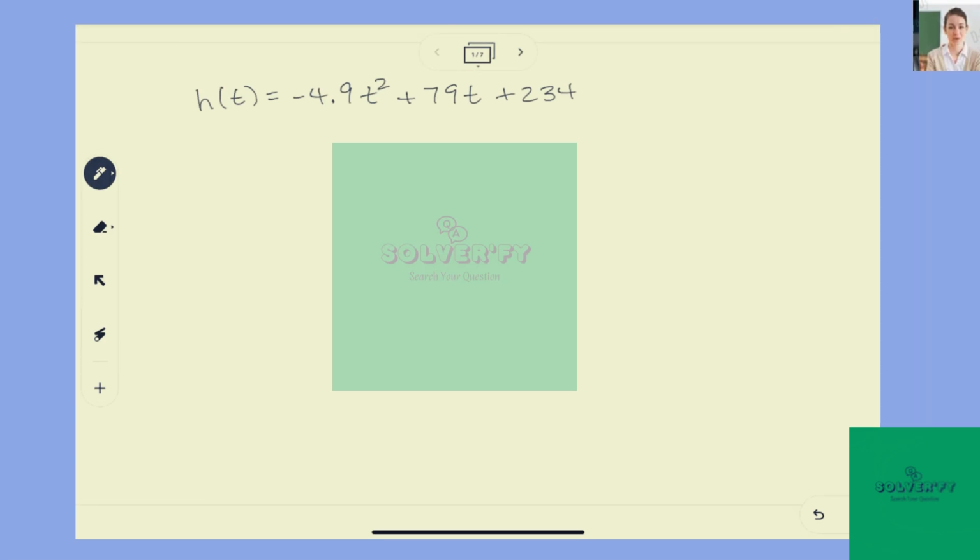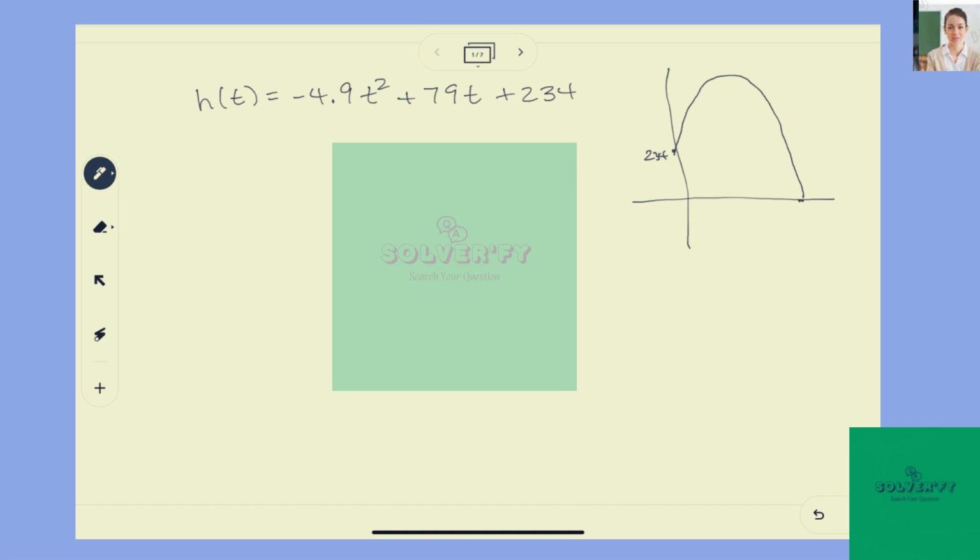Okay, we have a position function, and this is a rocket being shot up, and then it's going to splash down in the ocean. So here's our rocket. It's starting at 234 feet. It's going to go up, and then it's going to come down. And our first question is, when is splashdown?